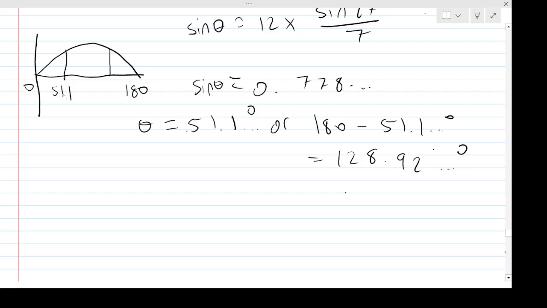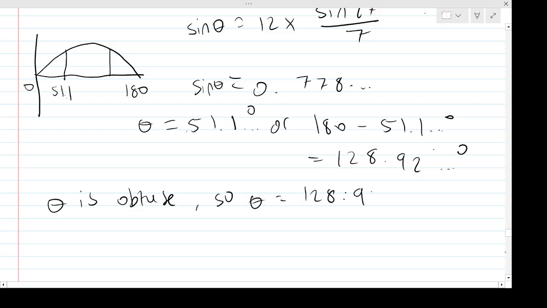So yeah, so then that means as theta is obtuse, we literally just need to look at the diagram and see literally the angle, right? So theta is obtuse, so that means we have to take the solution above 90, which is actually this one. So theta is then 128.9 degrees to 1 decimal place there. And there we are then.